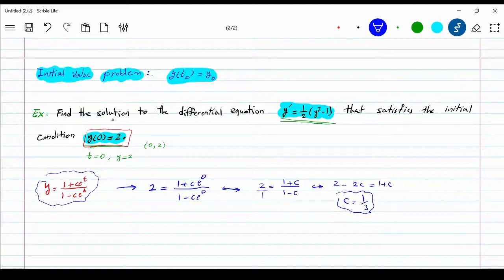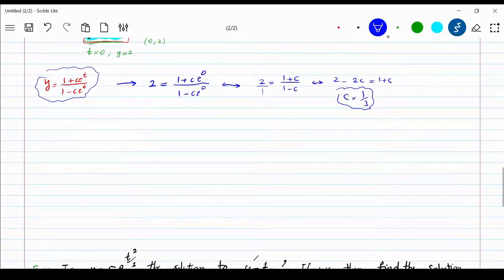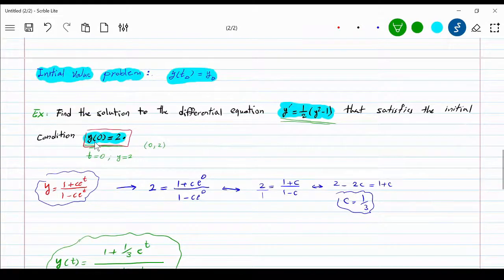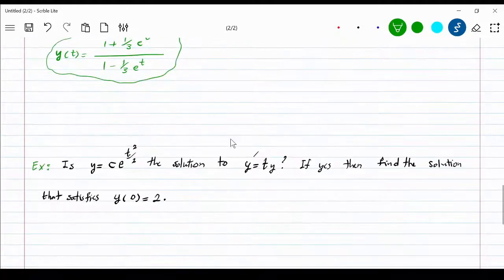So what is the solution to the differential equation with this initial condition? Instead of c, simply say y of t is basically 1 plus 1/3 e to the power t divided by 1 minus 1/3 e to the power t. This is a particular solution, not the general solution. Particular solution with this initial value given y0 equal to 2.